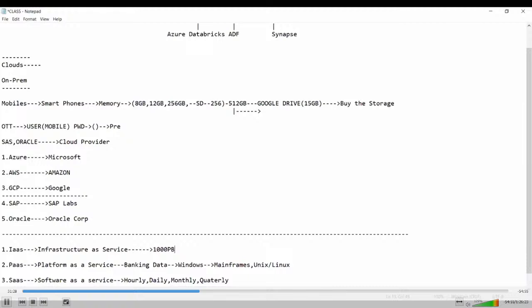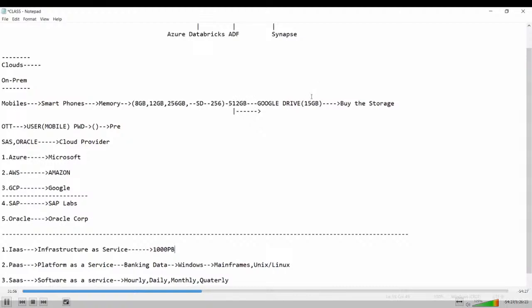Now, guys, if you require to store the data in petabytes, can you see here? Simply, you need not buy the hard disk or anything. Simply, you need to inform your cloud provider that I want to store 1000 petabyte data. The cloud provider is going to provide you the storage on the cloud system. It is just like your Google Drive. Say you require a Google Drive of 512 GB.